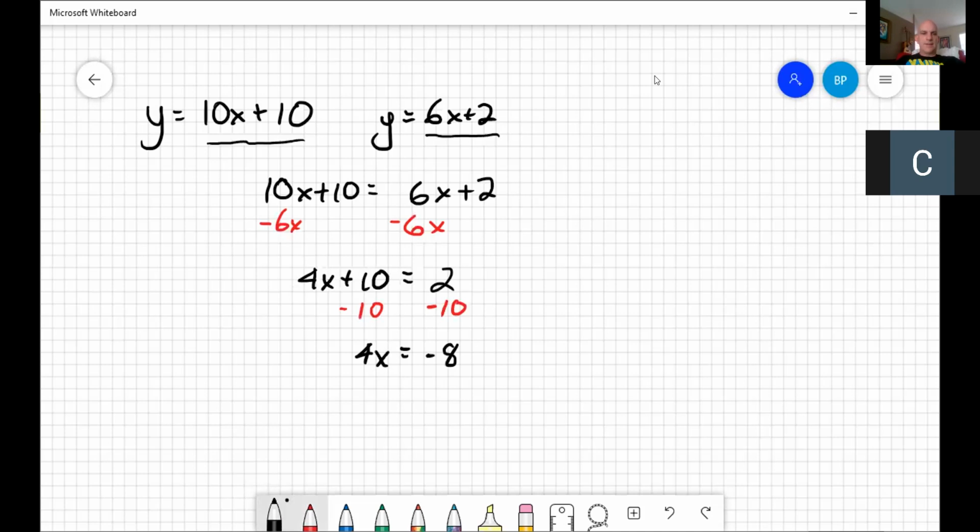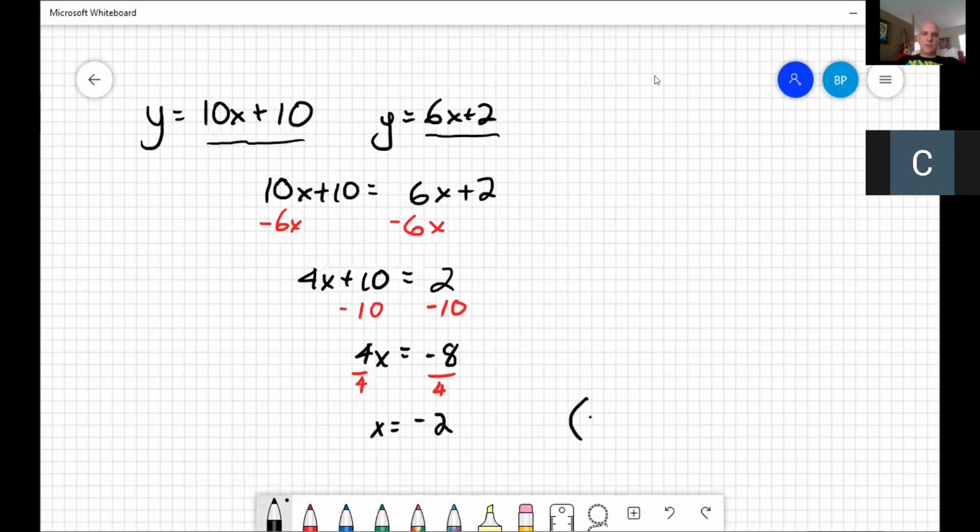All right. Last step in finding x is going to be to divide by my coefficient. Figure out what x is by getting rid of this times 4. So if I don't want times 4, I'm going to divide by 4 on both sides. So x is equal to -2. All right, so that's a portion of my solution.